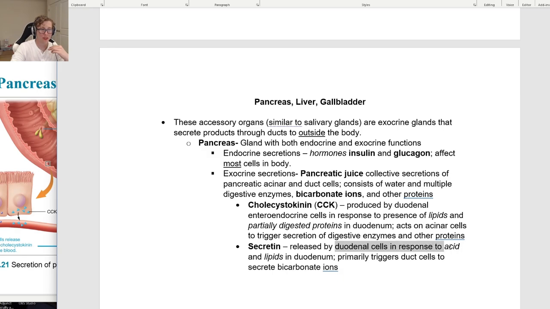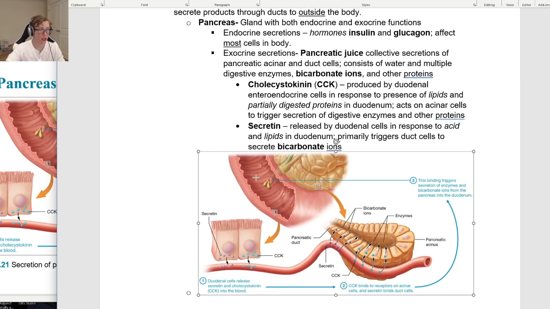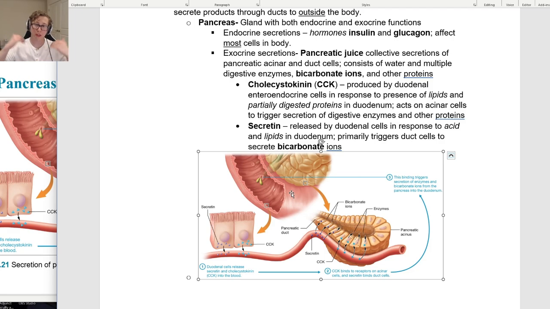Secretin is released by duodenal cells in response to acid and lipids in the duodenum, triggering the duct cells to secrete bicarbonate ions. Now, these are here in the pancreas, but they aren't secreted by the pancreas. This photo is going to give you a better understanding of what I am talking about. Right now, we are dealing with the duodenum, which is the first part of the small intestine. You can see here, the duodenal cells release secretin and cholecystokinin into the blood. That binds to the acinar cells in the pancreas, and that releases the secretion of enzymes and bicarbonate ions from the pancreas into the duodenum.